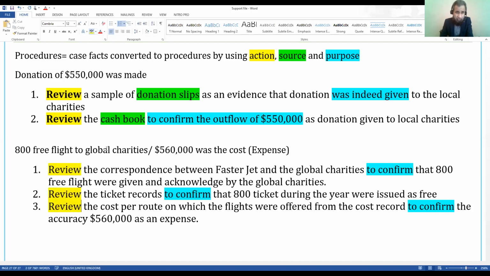And every procedure has a source. Correspondence with the FasterJet, correspondence is a source. Ticket record is a source. And again, the cost record is the source. See this, learn this. You can watch my previous webinars on the same question. The one I've recommended you, I have done other procedures as well, so you can complete it out.